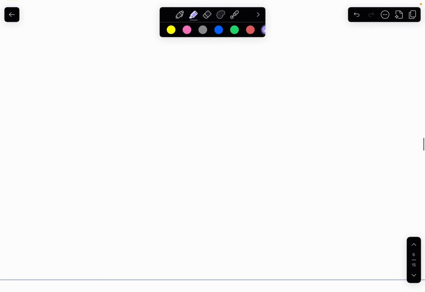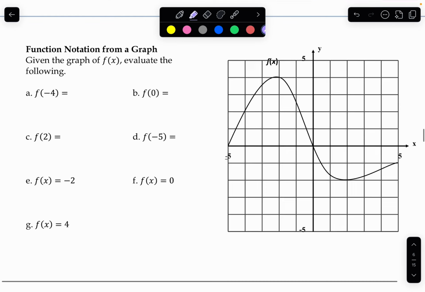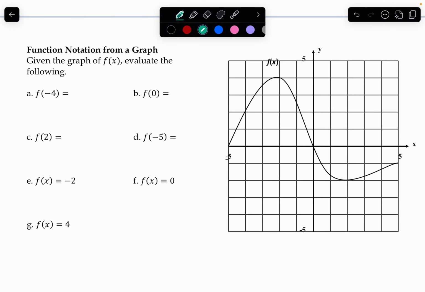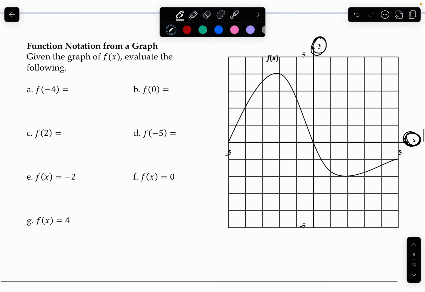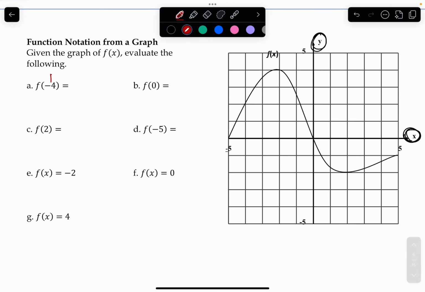Okay, this next section, we are looking at function notation on a graph. So our y-axis is the vertical axis, our x-axis is the horizontal axis. And so the biggest thing is just noticing whether you're given the x or the y. So looking at A, the -4 is inside the parentheses, so we know that our x value is -4, and we're trying to find the output, or the y value.